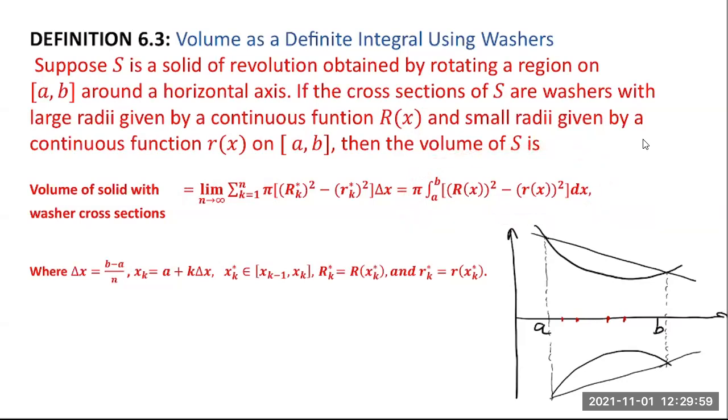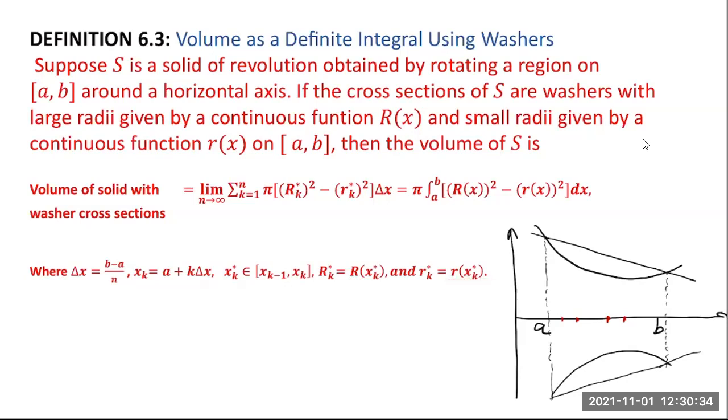So what does this tell us? By the way, these quantities are defined as follows. These are very standard quantities. Delta x is (b minus a) over n, x_k is defined this way, the same way that we defined in the section on Riemann integrals, and x_k star is a number in this interval, and capital R_k star is capital R of x_k star, and lowercase r_k star is lowercase r of x_k star.